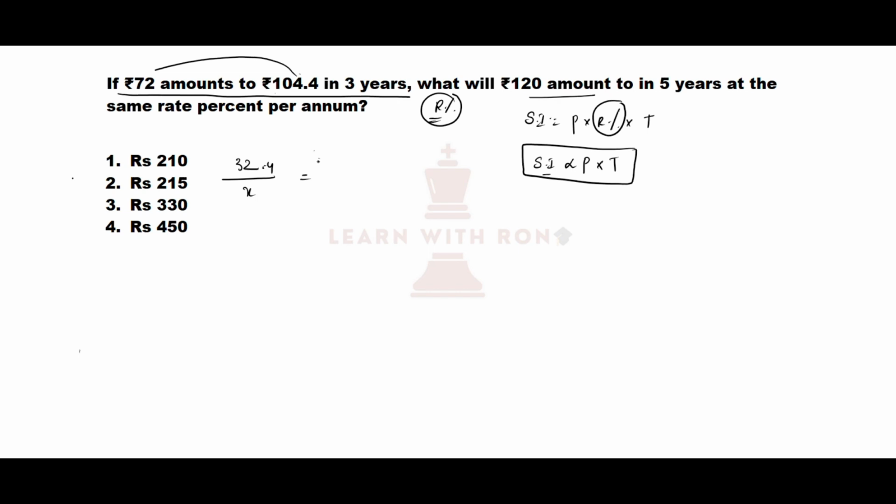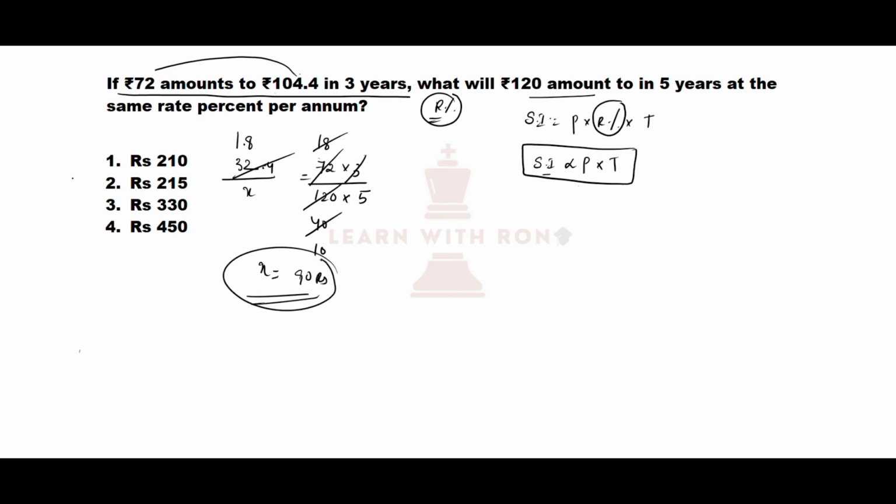Principal in the first case, how much? 72. Time in the first case, 3. Principal in the second case, 120. Time in the second case, 5. See, that's all here. 3 4s are 12, 4 10s, 4 1s are 4, 32, 4 8s are 32, 18 1s are 18. How much left? 32 minus 18, 14, 14.4 is 144, 18 8s are 144. Now see, simply 1.8 into 10, 18, 18 5s, 90 rupees.